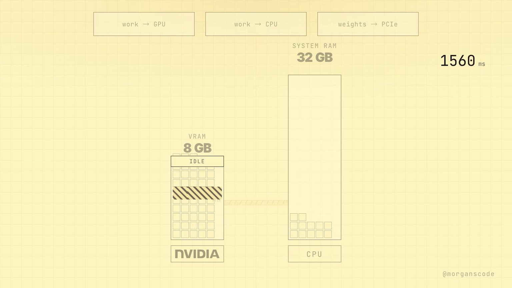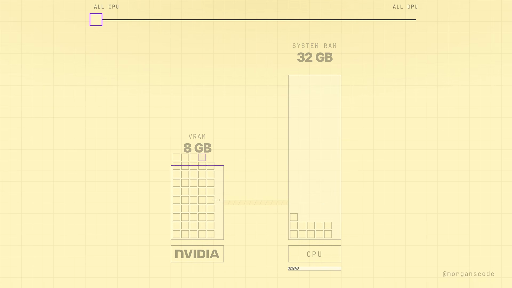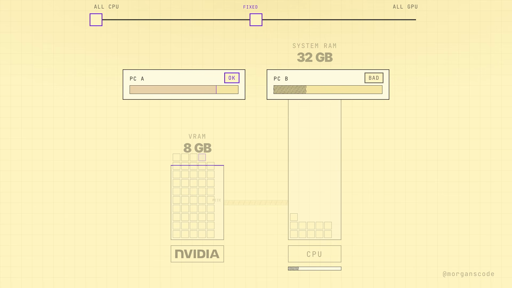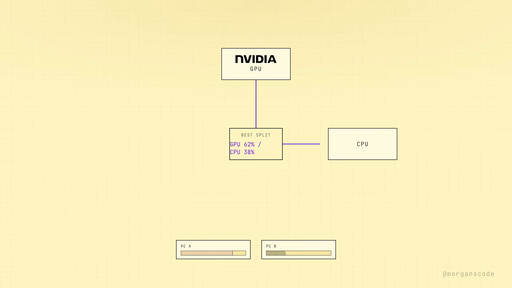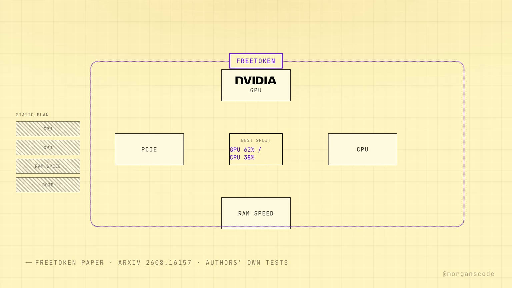This is where a powerful GPU can end up waiting. The expert needed for the next token may be sitting in system RAM. Moving it to the GPU takes time. Running too much work on the CPU can also be slow, and a fixed split between the two may work well on one computer but badly on another. Your GPU, CPU, RAM speed, and PCIe connection all change the best answer. FreeToken treats those parts as one combined system instead of following the same static plan on every machine.